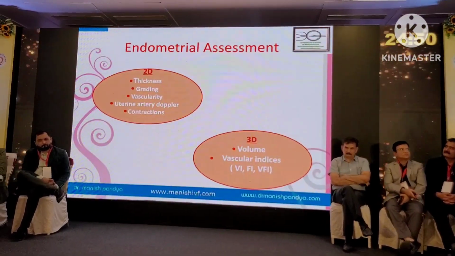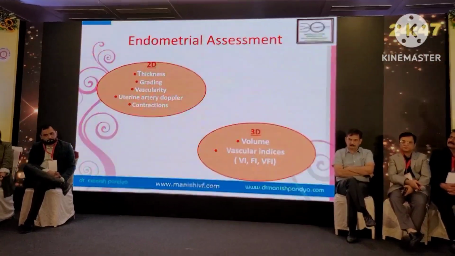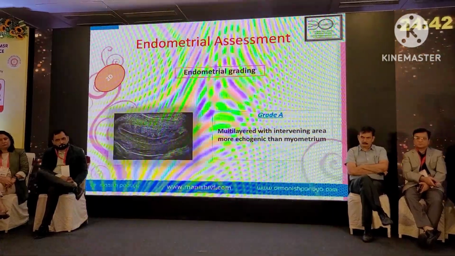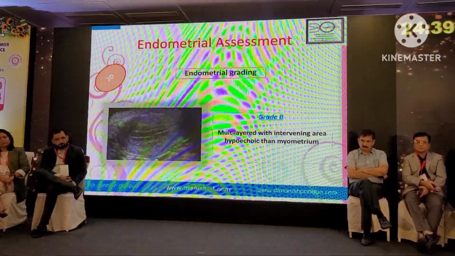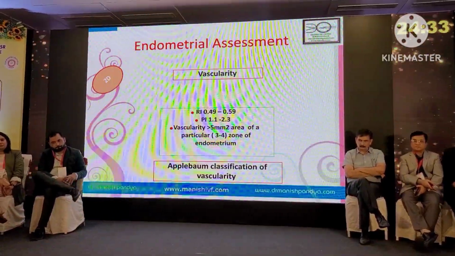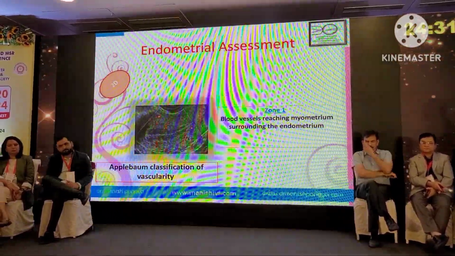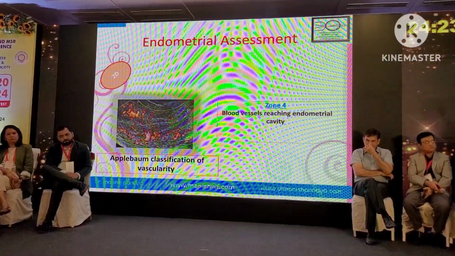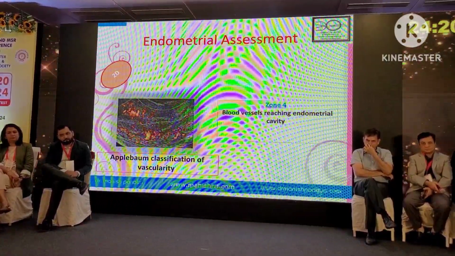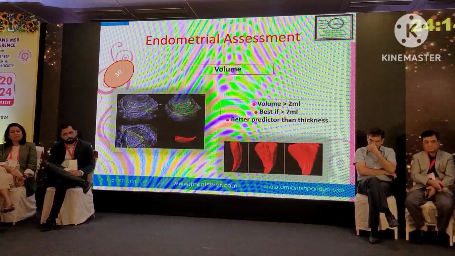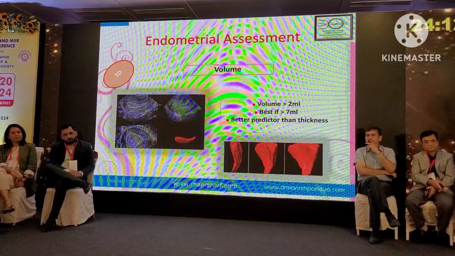So these all are regarding the endometrial assessment, how you can look for it in 2D and 3D. This is the baseline scan. You can see uterine artery Doppler very well mentioned. Endometrial grading: grade A endometrium, grade B endometrium, grade C endometrium. This is the vascularity with RI and PI, and this is the Applebaum classification in detail. This is the zone with the vascularity, zone 1, zone 2, zone 3. Seeing is believing. You don't just want to remember the gradings, but if you see that the flow goes right up to the endometrium, then it is zone 4 and zone 3. And now with 3D we are doing VOCAL also, sir.